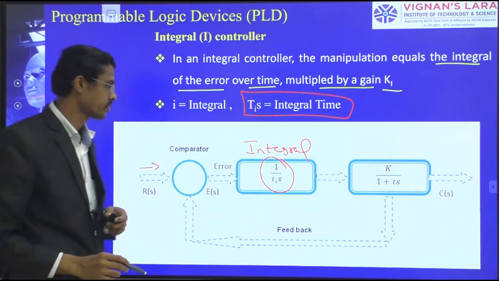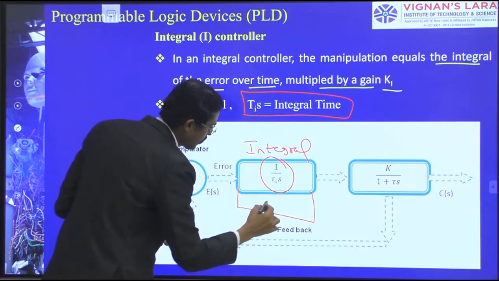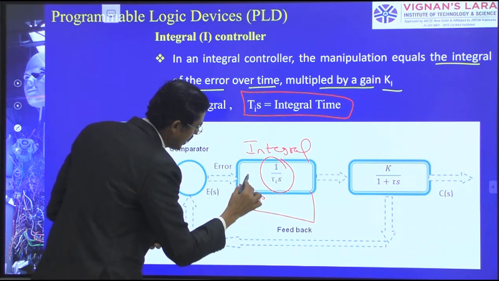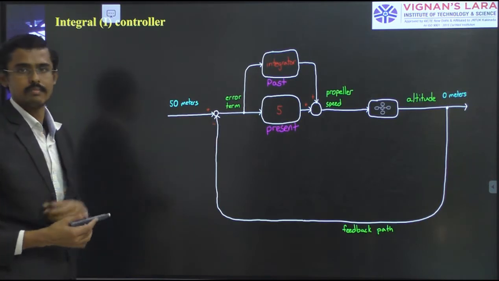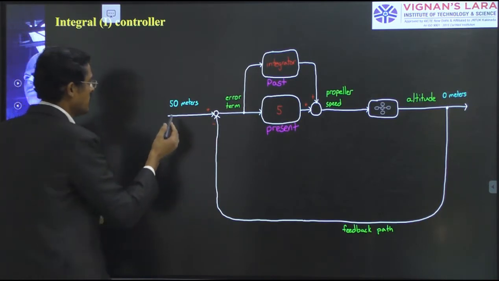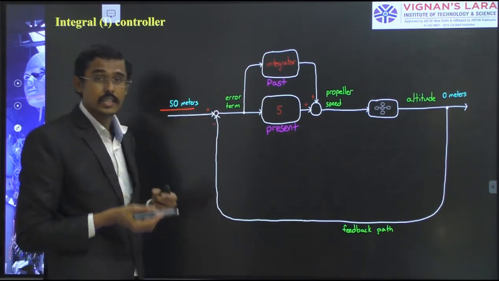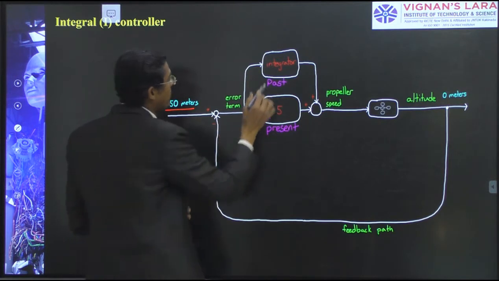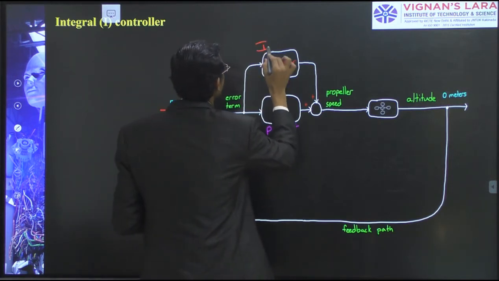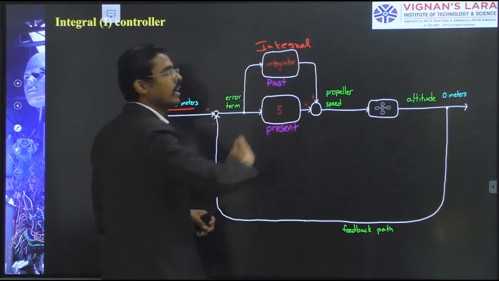Integral only. What I have to do? Here additionally I have to do proportional. P and I, two connections are there. So likewise, 50 meters is to be reached by the drone. Errors are there, steady state errors are there. So it is not possible. Therefore, I have added the integral part.